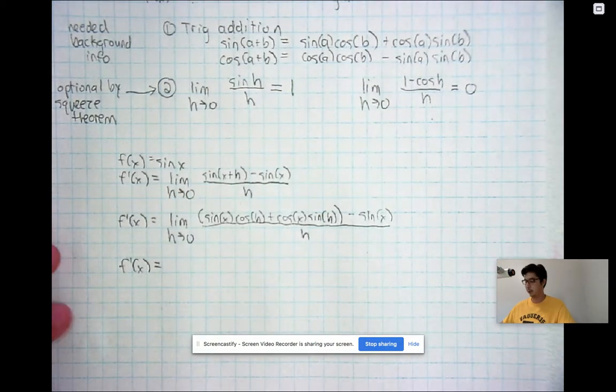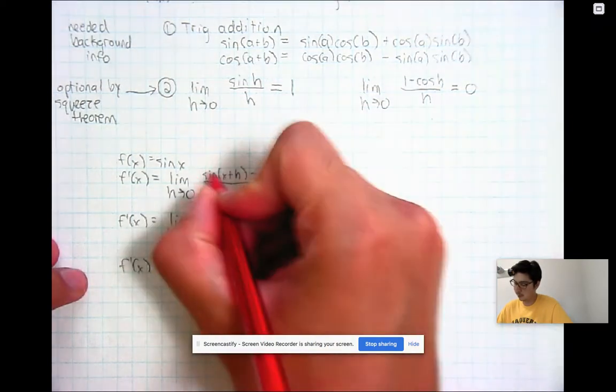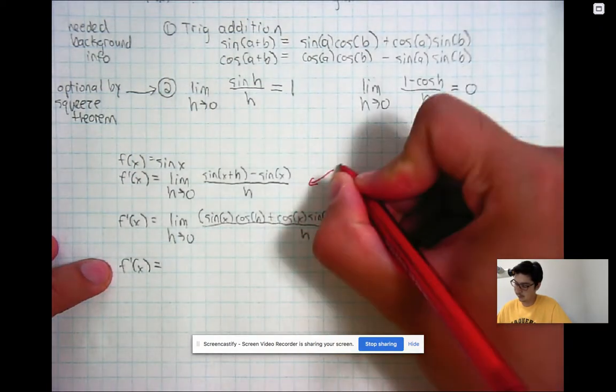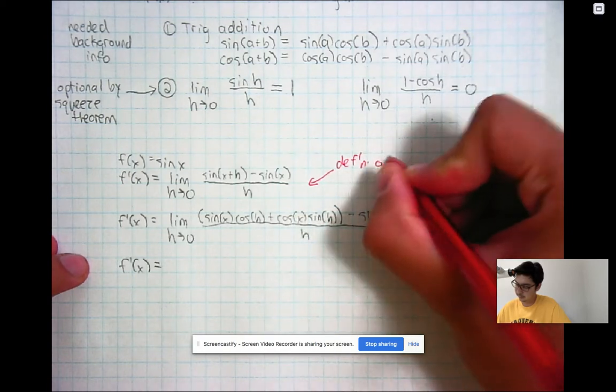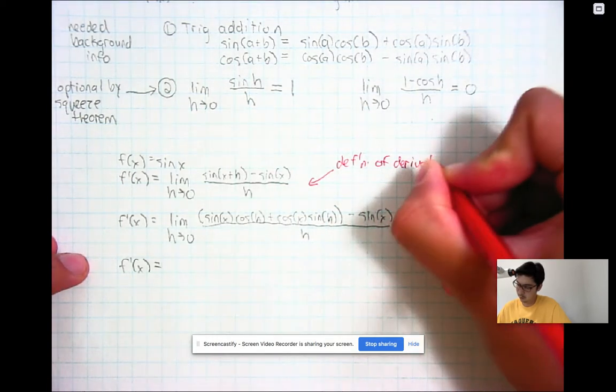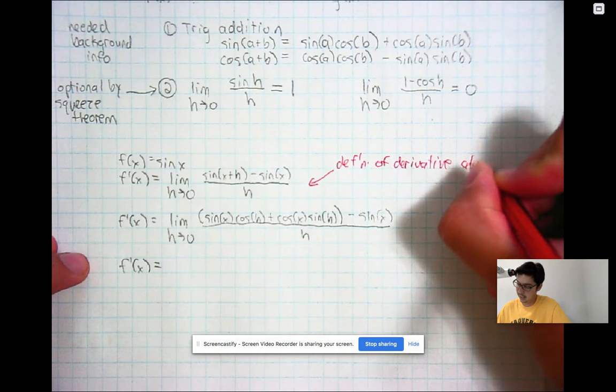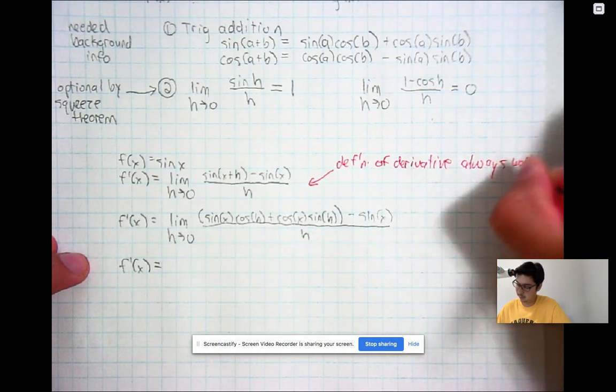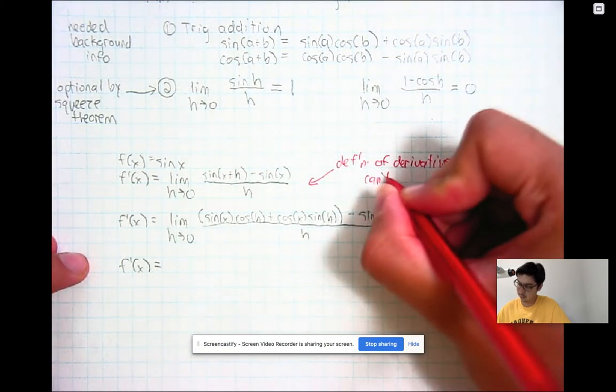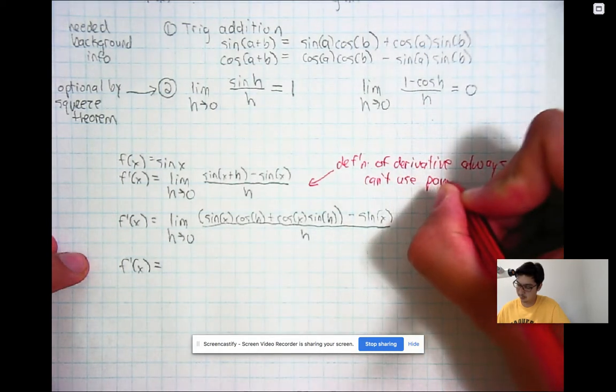Do note, the reason I'm using this definition is because the definition of the derivative always works. We can't use the power rule here. You can't use the power rule. This is not a polynomial.